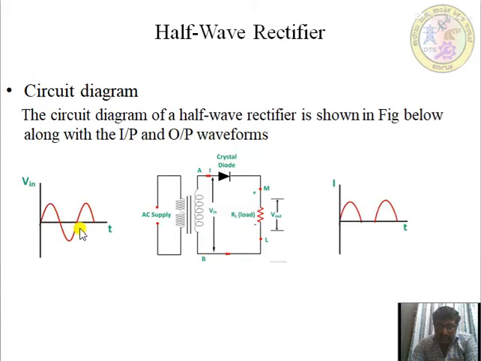So during the negative half cycle, what will happen? Terminals A and B are negatively biased, that is, the diode is in an off state, an open state. So it does not conduct, there is no flow of current across the load resistor RL, and we will not have any output.